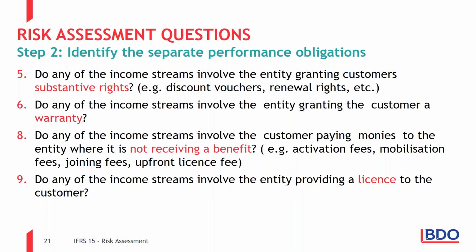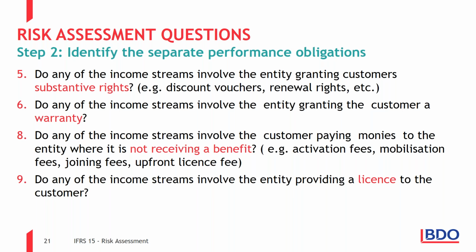The sixth question, and I don't know what happened to number 7. Number 7 is missing. Funny that it is number 7. Question 6: do any of the income streams involve the entity granting the customer a warranty? Now, this is an interesting one. At the moment, if you provide a warranty, you would have said a warranty is outside the scope of the revenue standard. I would apply AASB 137 provisions to it, and I would create a provision. IFRS 15 is changing that.